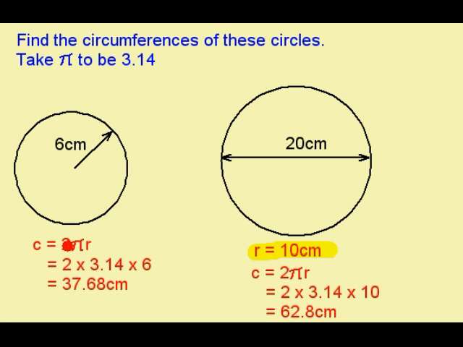So on the first one, the radius is 6 and pi is 3.14, so we're going to do 2 times 3.14 times 6, and the answer is 37.68 centimetres.